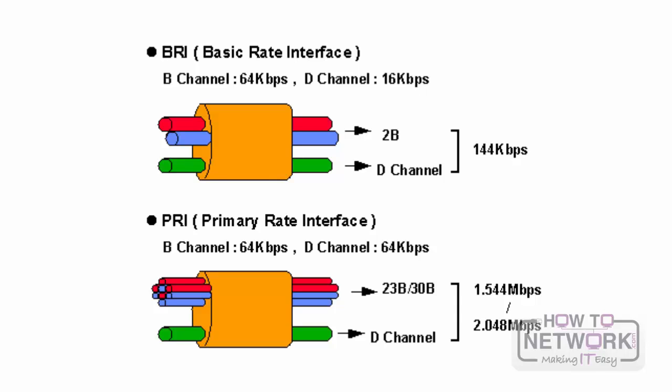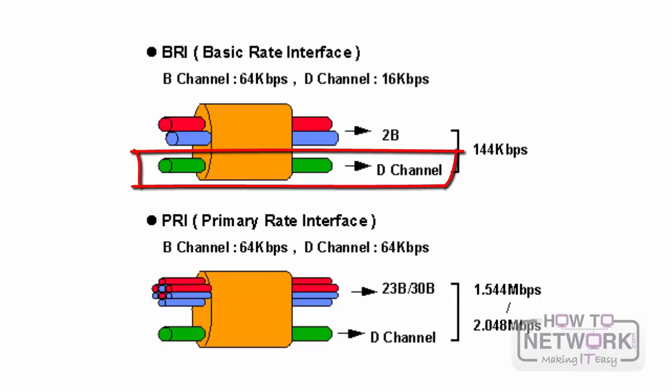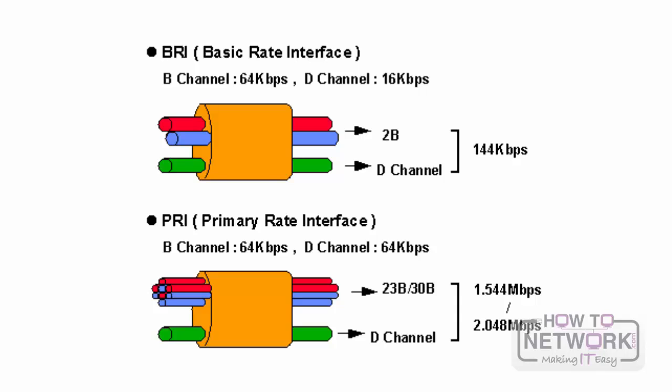ISDN BRI connectivity contains 2B bearer channels for carrying data and 1D delta channel for signaling, and is abbreviated as 2B plus D. Each of these bearer channels in the ISDN operates at a speed of 64 kilobits per second. Multilink PPP can be configured on top of these interfaces to allow the user to reach a bandwidth total of 128 kilobits per second. This bandwidth is considered very low, obviously, according to modern network requirements.